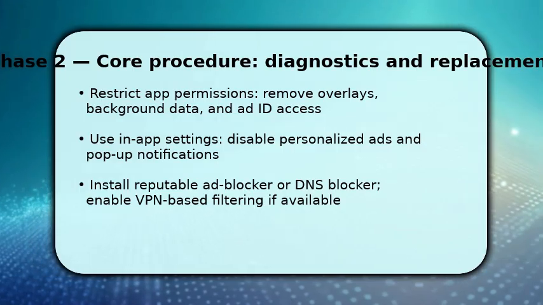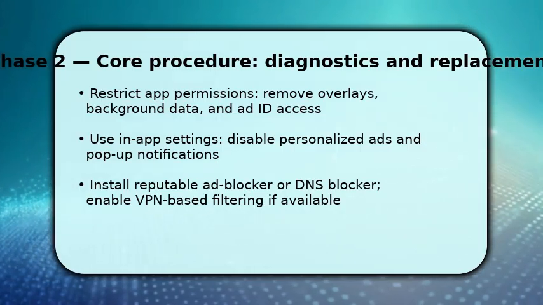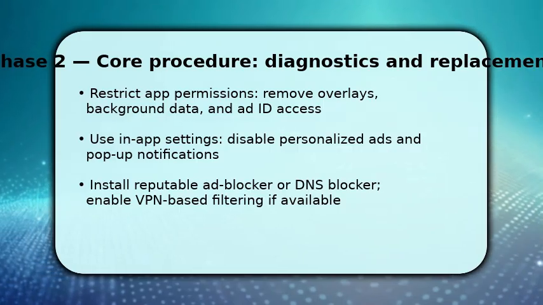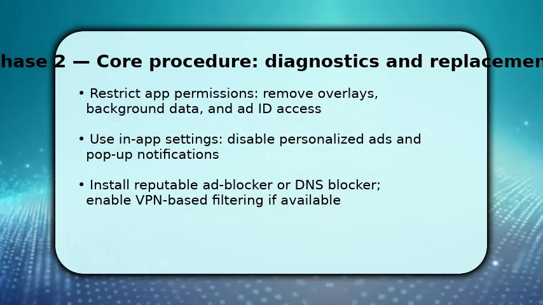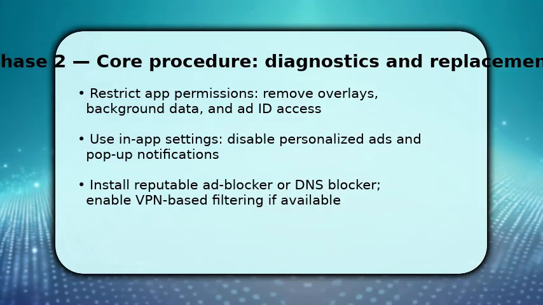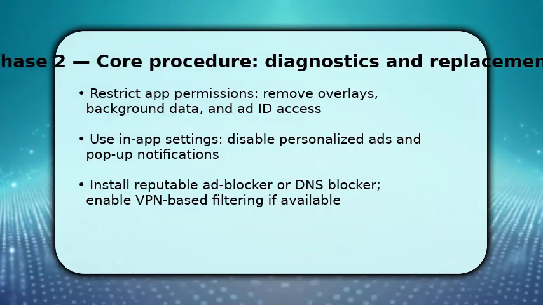After that, install a trusted ad block or DNS filtering app. Grant it only necessary VPN permission when prompted, and configure lists or block lists. Once configured, restart the phone and launch the apps to confirm ads are reduced.